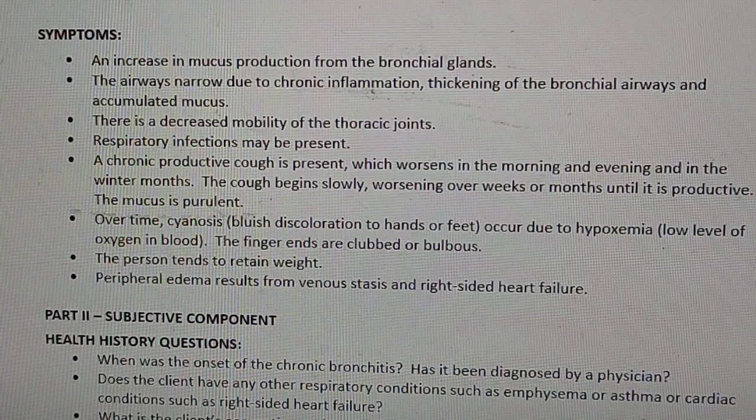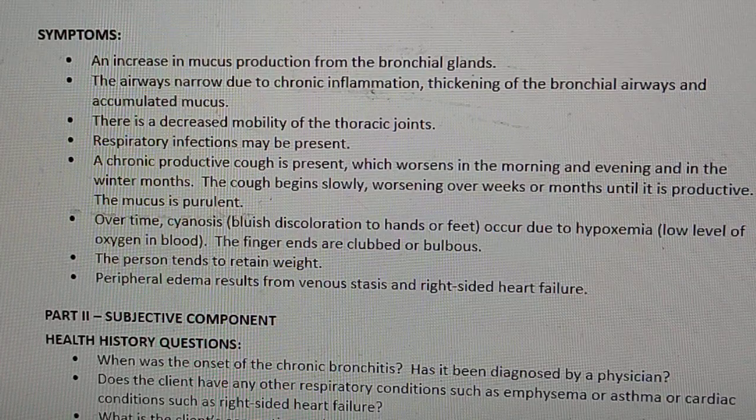Respiratory infections may be present, meaning infections in the respiratory tract going towards the lungs. A chronic productive cough is present. A productive cough, guys, is a cough that produces mucus, phlegm, or sputum.